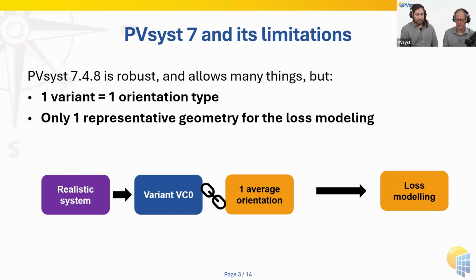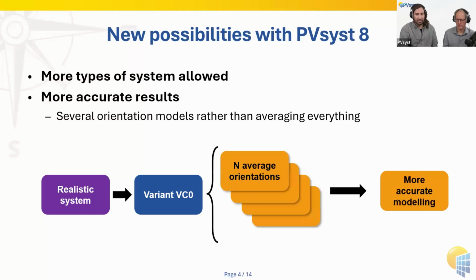The second drawback is that even though you could model other types of systems, sometimes you needed to do an approximation in which you averaged, for example, multiple azimuths or multiple geometries into one average orientation. And this had an impact on the loss modeling because we're working only on that average orientation. So for that reason, we may have had some inaccuracies due to this averaging. This has motivated us to develop version 8.